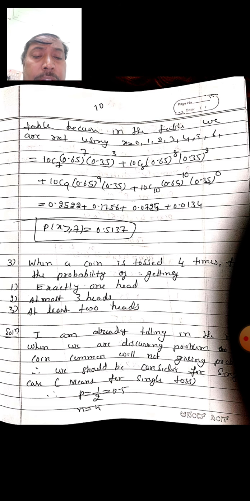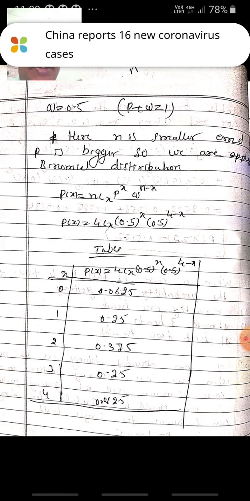See, when a coin is tossed one time, there are 2 possibilities, either head or tail. Now what we are discussing here is head. Therefore there is 1 possibility out of 2, that is p is equal to 1 by 2, or nothing but 0.5. And here n is equal to 4. If p is equal to 0.5, then q is also equal to 0.5 because p plus q is equal to 1. Now see here n is smaller, because n is 4 times, and p is 0.5, a bigger value. Therefore you apply the binomial distribution.